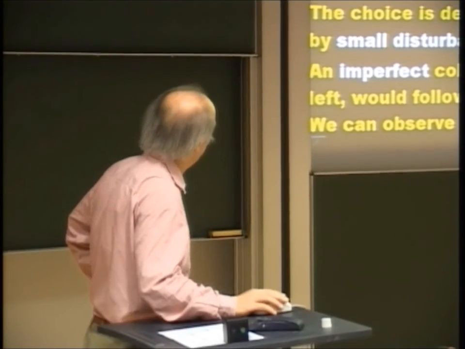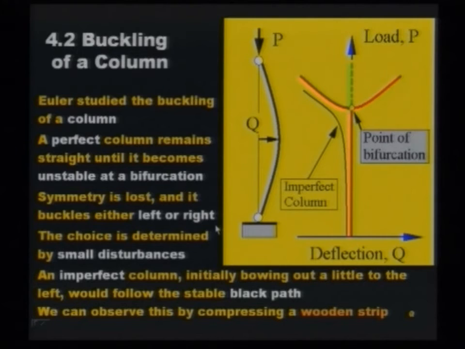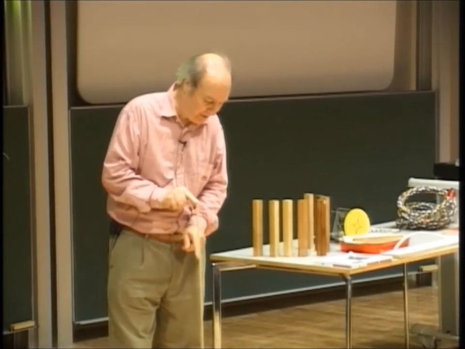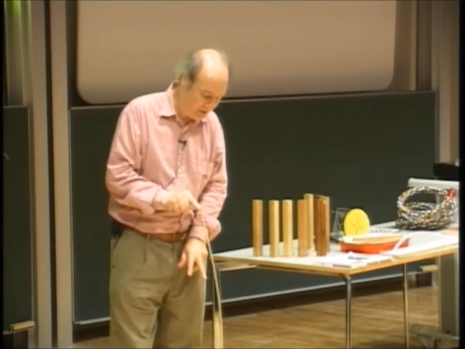Now, the problem Euler studied was that of the buckling of a column, and he worked out in complete detail the behavior of a column. This is a column, and you compress it, and of course it buckles to one side. You can see that it's a symmetry breaking problem because it could go either way. So this is breaking the symmetry.